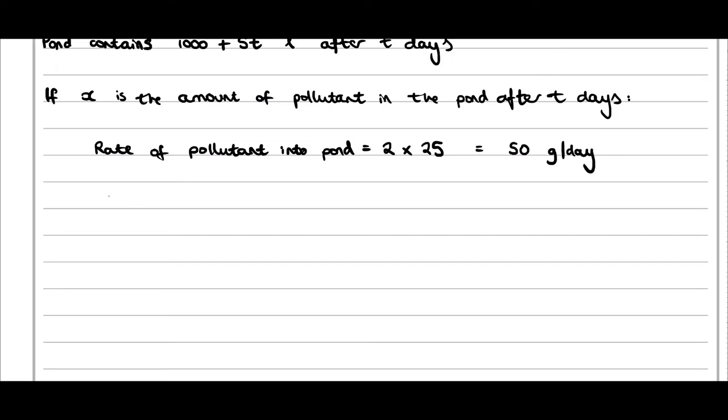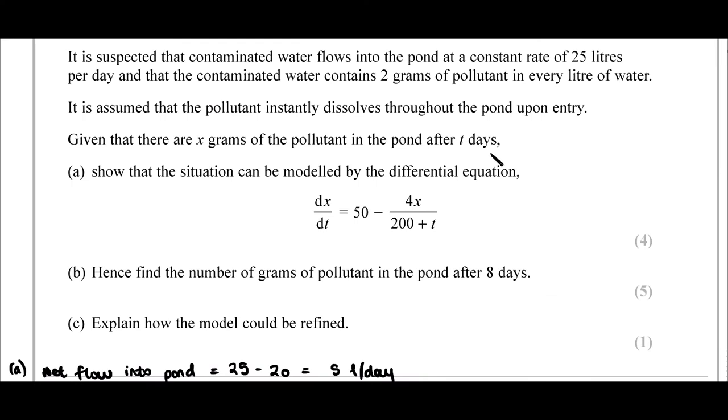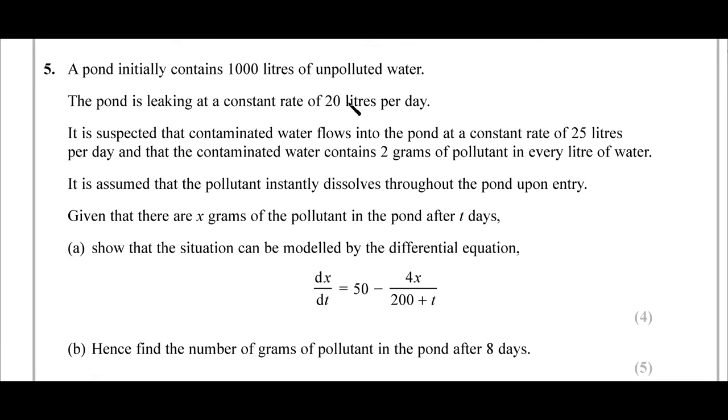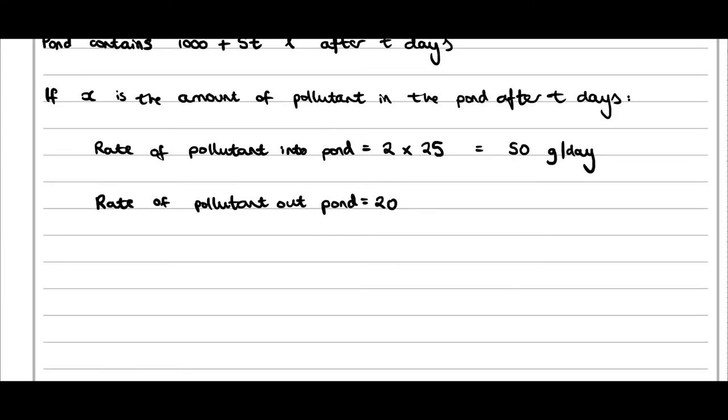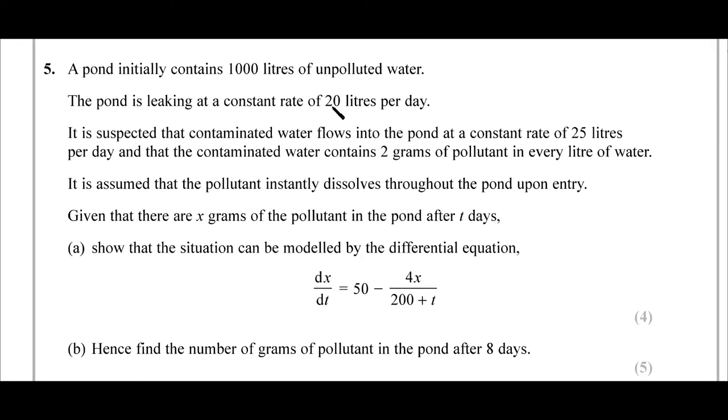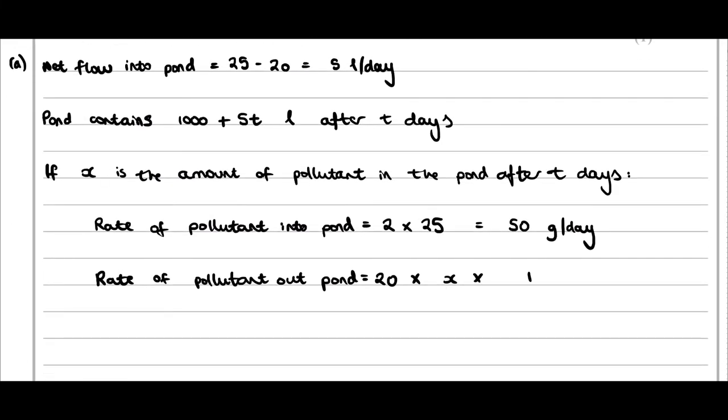And if we take a look at the rate of pollutant out of the pond, then this will equal, well, here we have 20 litres per day, where the pond is leaking at a rate of 20 litres per day. So let's just write that down, 20, and that's litres per day, and then we have x amount of pollutant going into the pond, and we multiply this by 1 over 1,000 plus 5t.